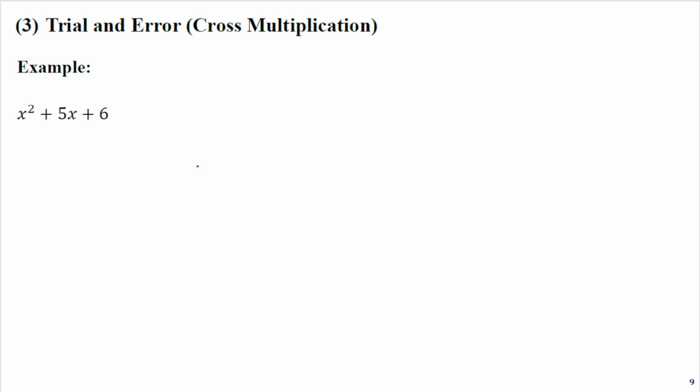So first of all, x squared can be factorized into x by x, right? So we can put x by x in the first row here. And then we consider the 6. We try to factor 6. 6 can be factored into either 1 by 6, or negative 1 by negative 6, or negative 2 by negative 3, or 2 by 3, right?